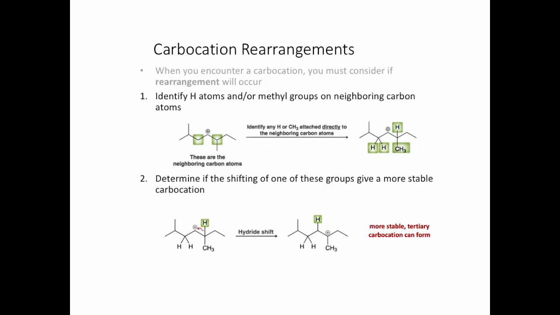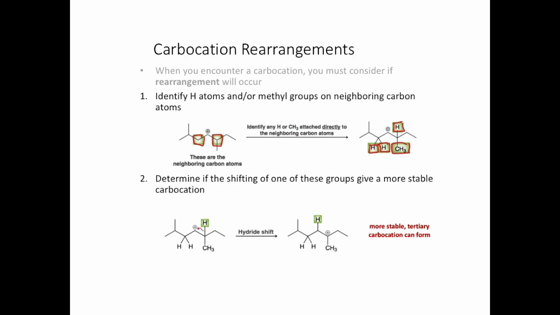So to determine this, you start by identifying the hydrogen atoms and/or the methyl groups on neighboring carbon atoms. So here are the neighboring carbon atoms to that carbocation. This carbon has 2 H's, and the carbon on the right has an H and a methyl. So those are the things that could be shifted if that shift will result in a more stable carbocation. Next you have to determine if shifting one of those groups does result in a more stable carbocation.